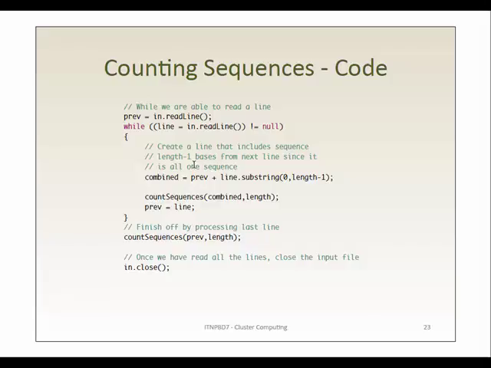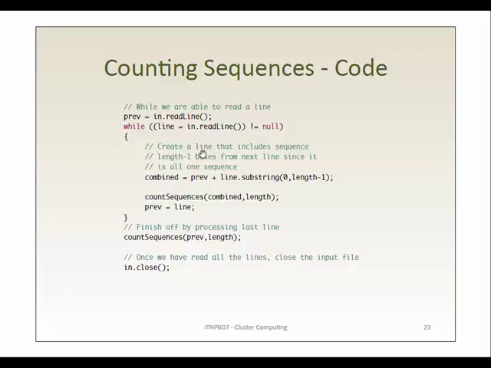And then I create a combined line, which is the previous line plus this line. Then I pass it to the magical method called count sequences, which we will come to. That's going to count the sequences in this combined line, and then I set the previous line to be the current line, and go back and get another line. And I keep doing this until I've got no more lines left.